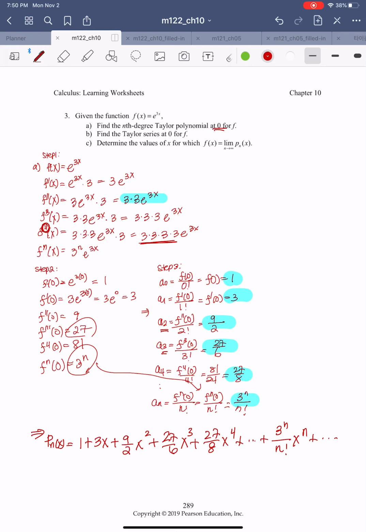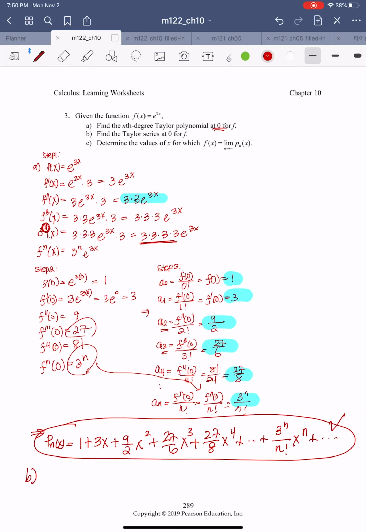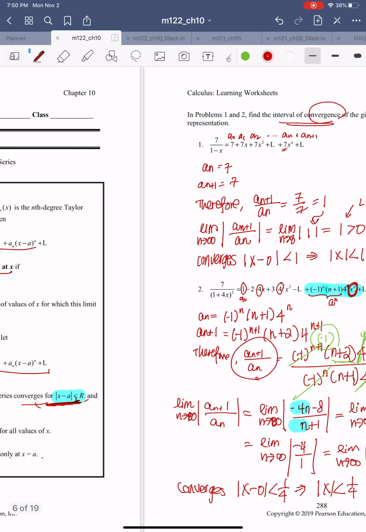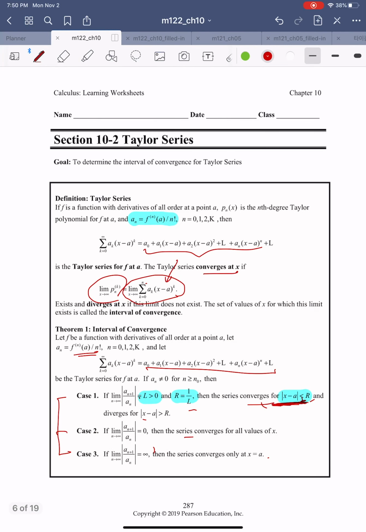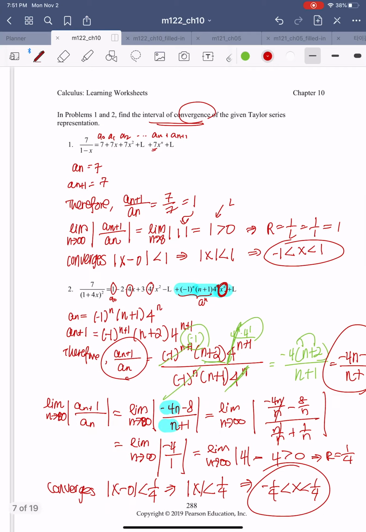Okay. Now, the Taylor series will be simple. So that's part B, right? So this is the part A answer. We come up with a Taylor polynomial. The Taylor series is easy. You just have to add what? A limit in front of our Taylor polynomial, p sub n. You just have to put the limit in front.